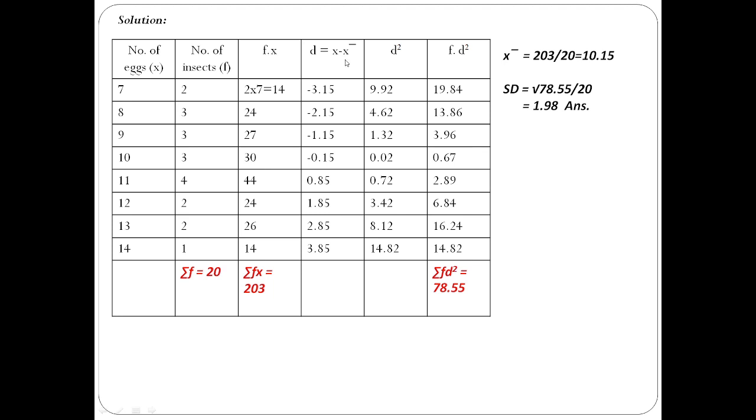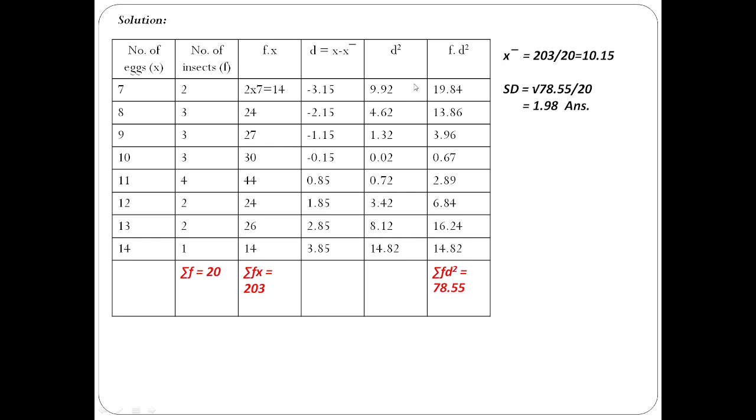Now we need to calculate the D, that is equal to x minus x bar. Now how to calculate this D? We know the x, that is 7, so 7 minus x bar, that is 10.15. So 7 minus 10.15 is equal to minus 3.15. 8 minus 10.15, that is minus 2.15. So in this way we are calculating the values of D over here. Once we obtain the values of D, just square it, that is D square. Minus 3.15 into minus 3.15, that is 9.92, minus 2.15 into minus 2.15, that is 4.62. So in that way we are calculating the values of D square.